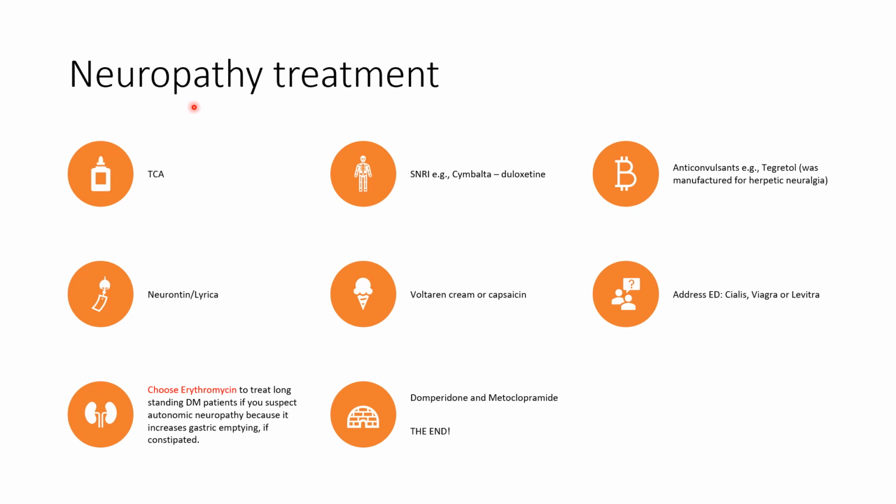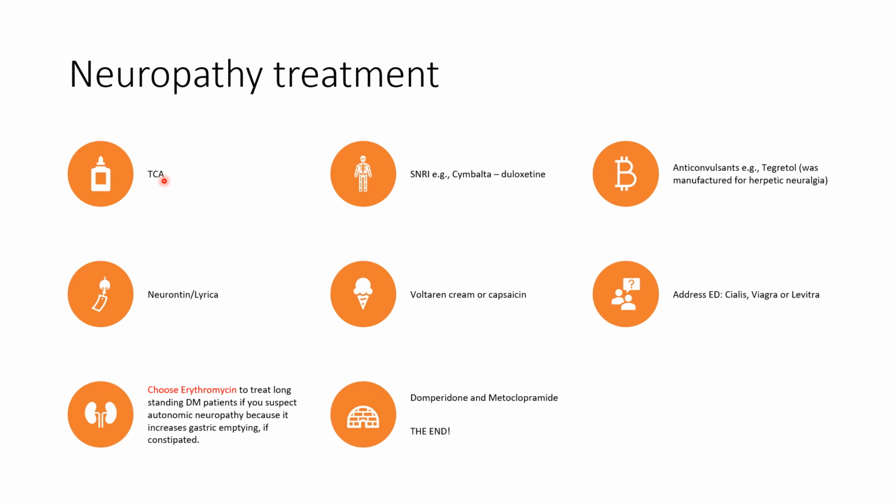Now, how do we treat neuropathy that is associated with diabetes mellitus? Adjuvant therapy in pain management. You can check my channel for full presentation in pain treatment, okay? Then tricyclic antidepressants. You can check my channel also for full presentation on nortriptyline. So here you can use amitriptyline, nortriptyline. If it's an elderly person, nortriptyline is better tolerated than amitriptyline.